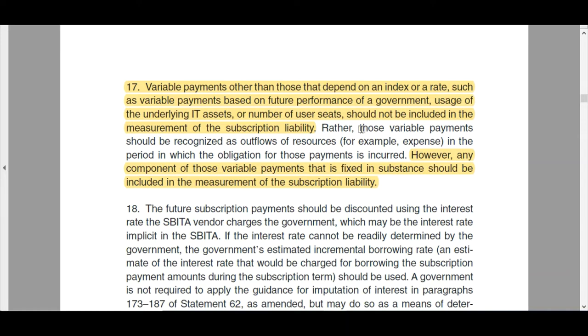So regardless of whether you're increasing seats or decreasing seats, if that can change from month to month, and you're not going to be penalized by contract for it, then that would be a variable non-fixed cost, and that cost would be put into your contingent expense. If you have a variable cost that is fixed in substance, that means you know, based on the contract, what that cost is going to be as it increases throughout the years, then you can build that into your capitalization. Then you would put that in your lease calculator throughout the year.